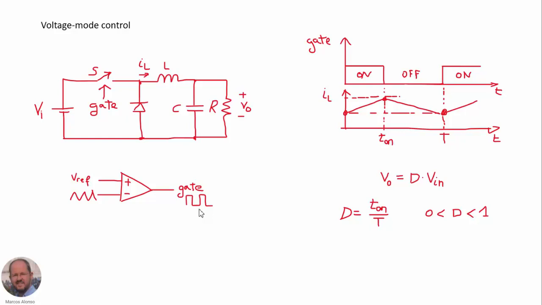Here we have the waveforms that we also know very well. We have the gate signal applied to the switch here, and here we have the current circulating through the inductor, and we know that the output voltage is the duty cycle times the input voltage when the converter operates as shown here in continuous conduction mode. And the duty cycle is the ratio of the on time of the switch over the total switching period, which is a value that is always between 0 and 1.